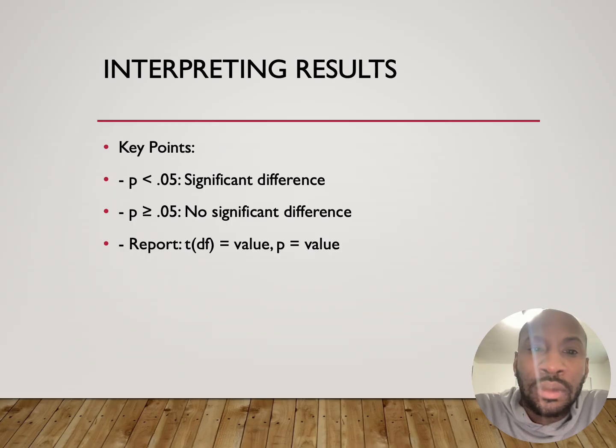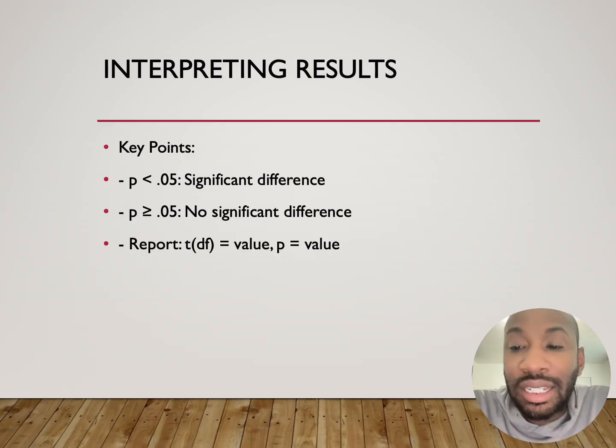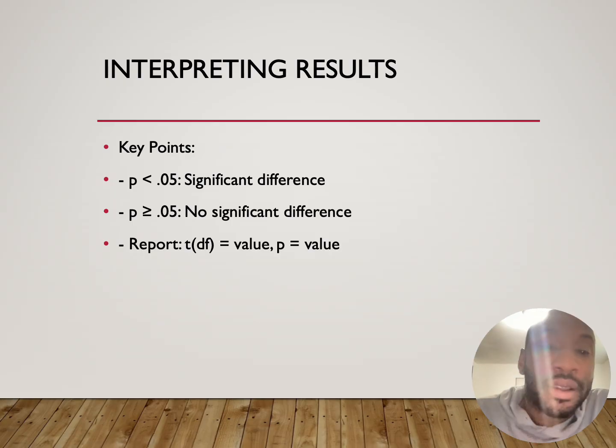Interpreting the results: if the p-value is less than 0.05, there is a statistically significant difference. If the p-value is greater than or equal to 0.05, the difference is not statistically significant. When reporting, include the t statistic, degrees of freedom, and p-value.